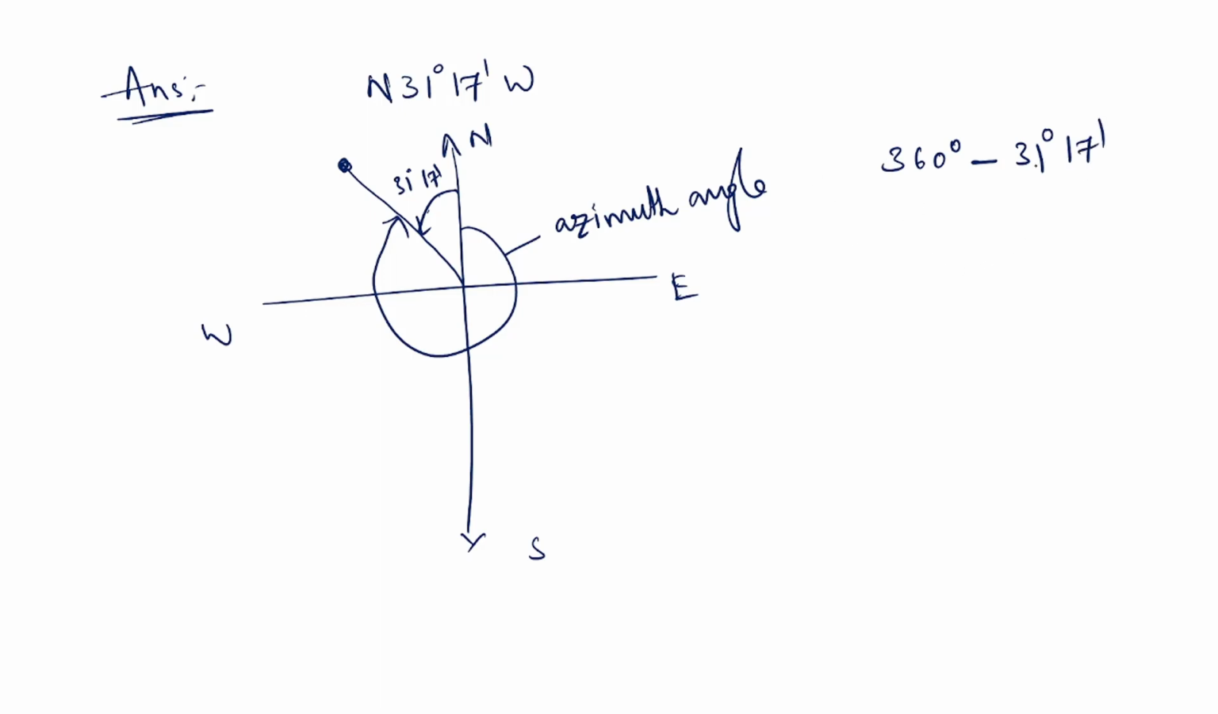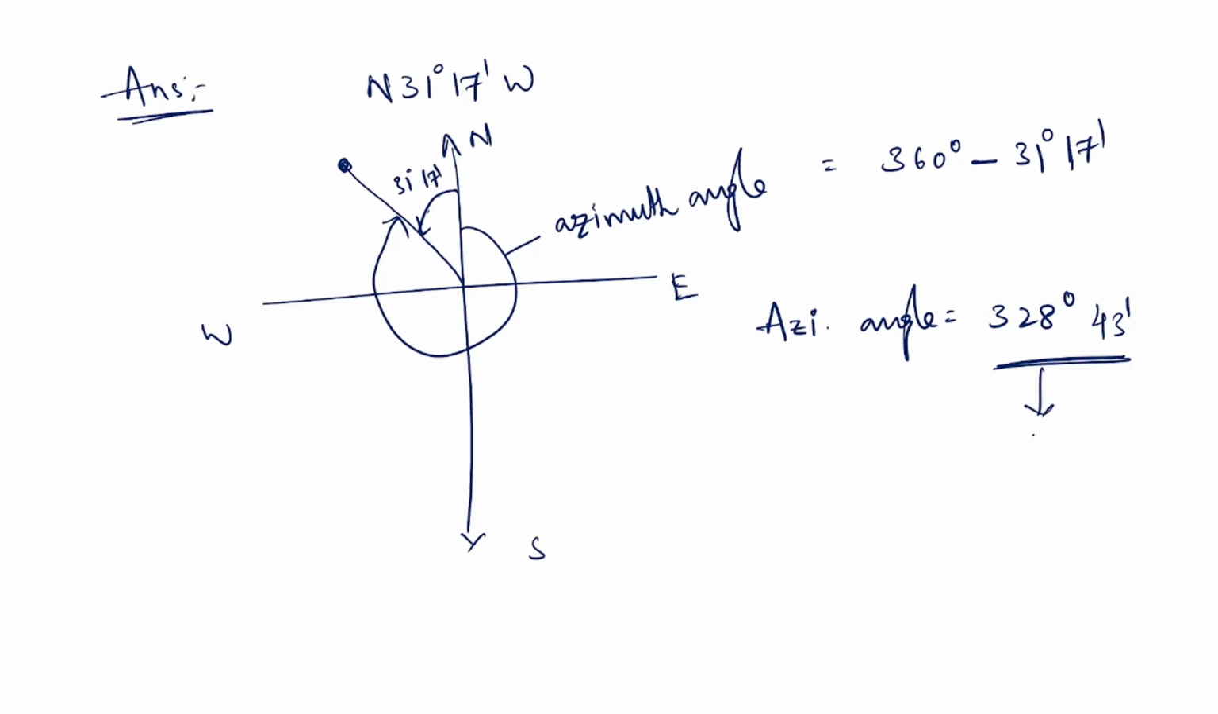So how to find out? This one is the azimuth angle. First let us deduct 31 degrees. 360 minus 31 is 329 degrees, but it will be 328 degrees. For the minutes, 60 minus 17 is 43 minutes. So this is the angle between north to that line. This is also called the azimuth angle.